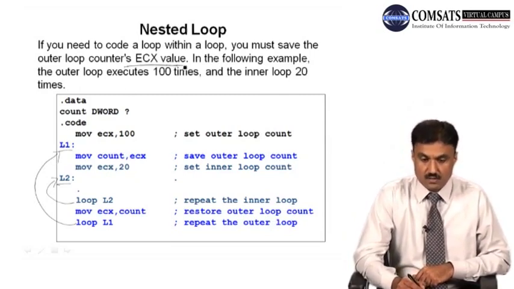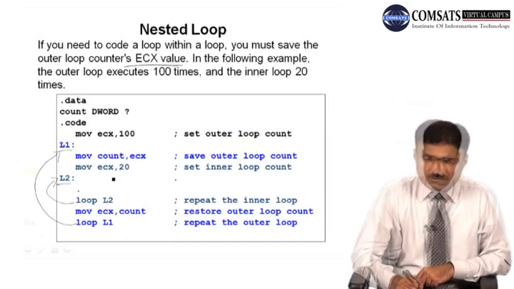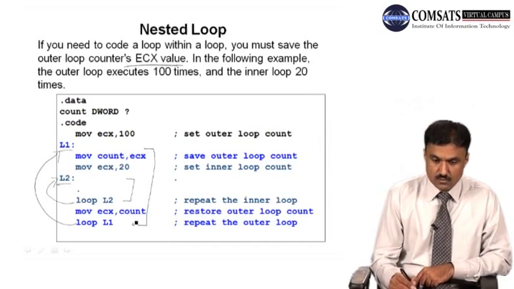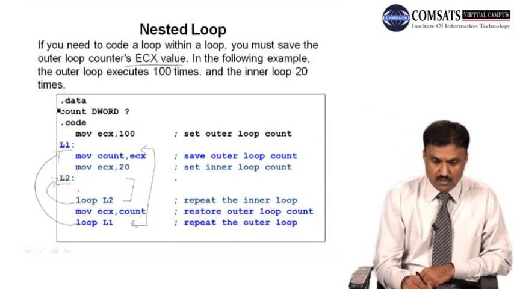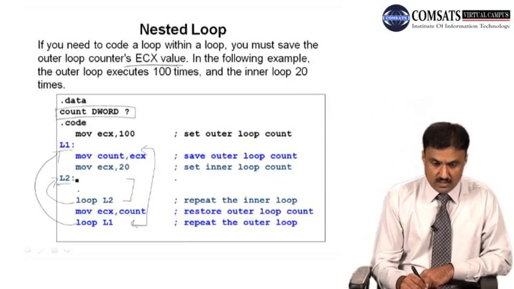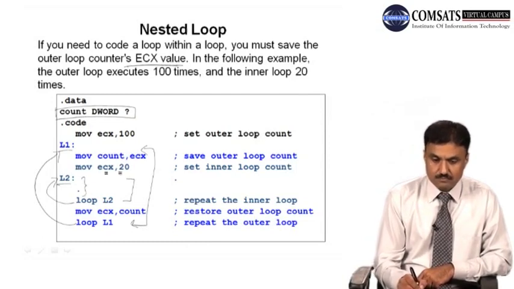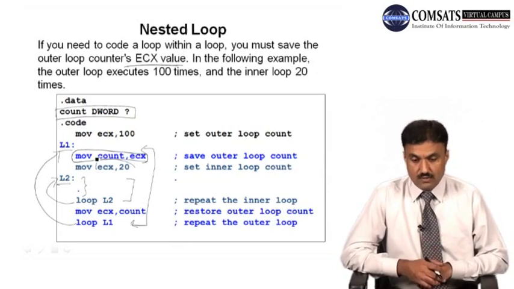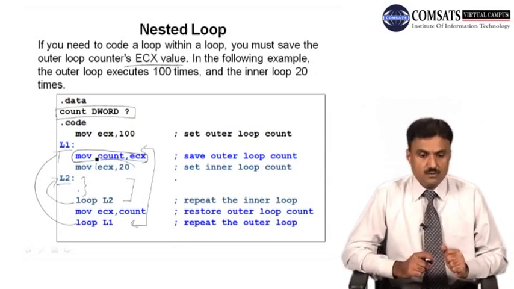ECX value, it's better to save it because ECX is required for this loop and also for this loop. So what we have to do: we have one variable here. Before going to the inner loop, we save, or move, the value of ECX to count. This is the variable where we save the ECX.